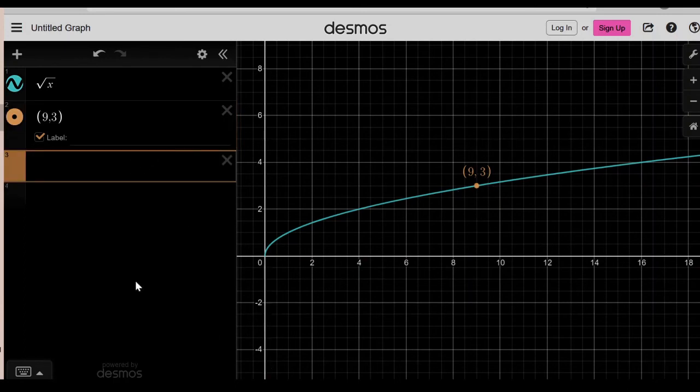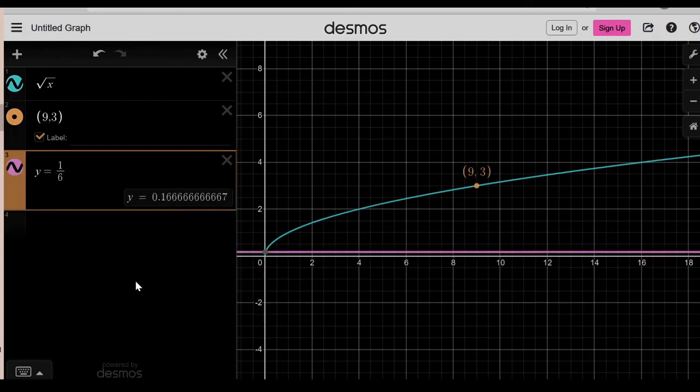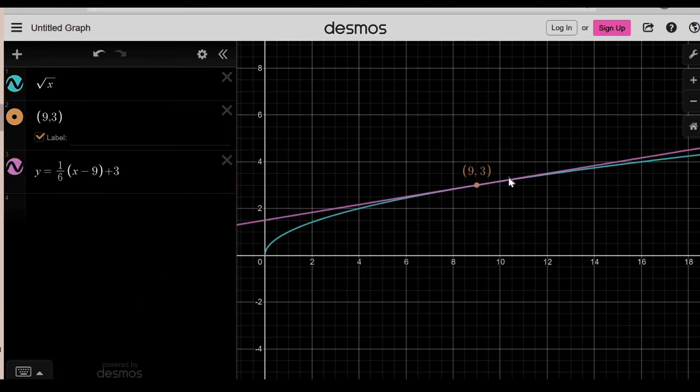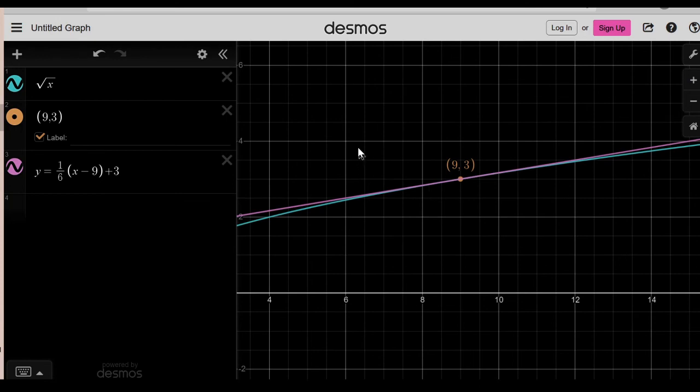So now I'm going to graph the line y equals 1/6 (x - 9) + 3. And we can see that this pink line that just showed up is truly tangent to the graph of square root x. The pink line also passes through the point (9, 3), and the pink line and the blue curve are tangent. They are almost completely overlapping close to (9, 3).